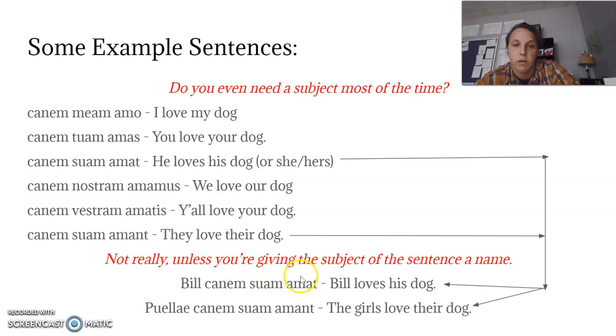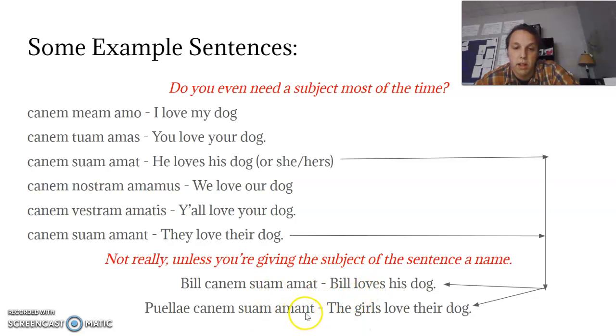So there are some cases though where you want to provide a nominative noun or a subject, and that's only when you need to give the subject of the sentence a name. So for example, if I just said canem suam amat, that means he, she, or it loves his, her, or its dog. But if I just put Bill at the beginning of the sentence and the verb ends with a t, that means that he, she, or it, or someone's name is doing it. So instead of it being he loves his dog, I'll say Bill loves his dog.